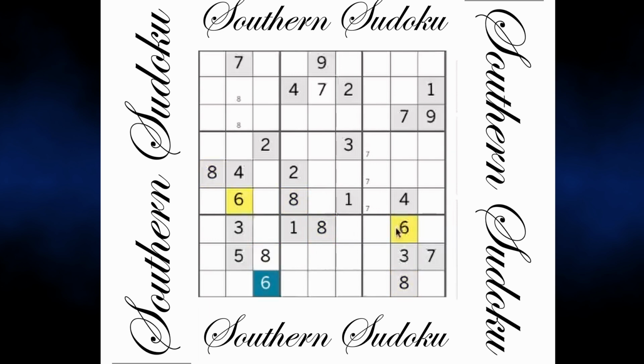6 here on the bottom, 6 on the top, so 6 is going to be in the center of that. 2 on the top, 2 in the center makes 2 on the bottom. In the center, 2 on the right, 2 on the left. So 2 is going to be in the center.